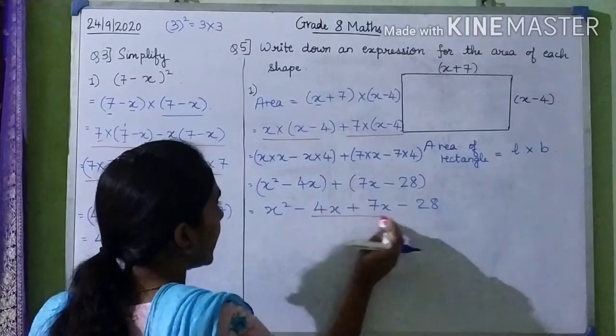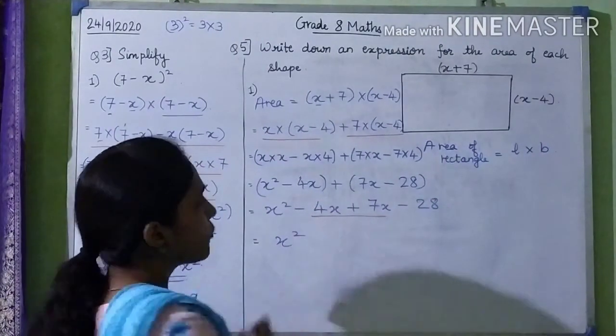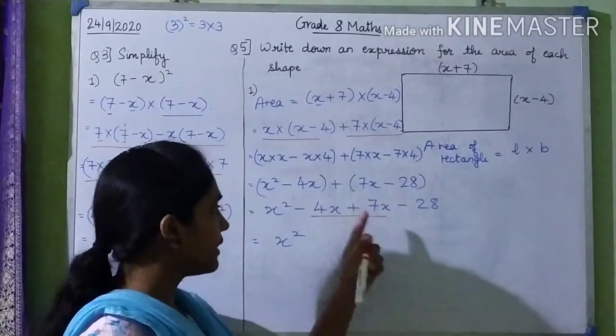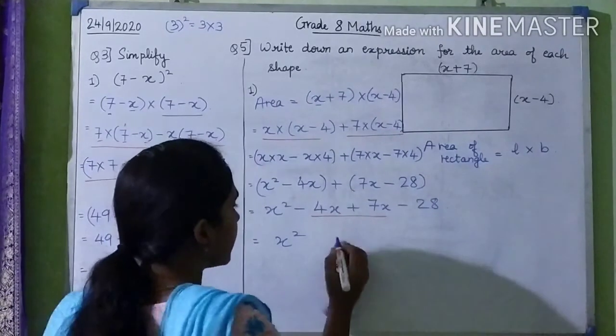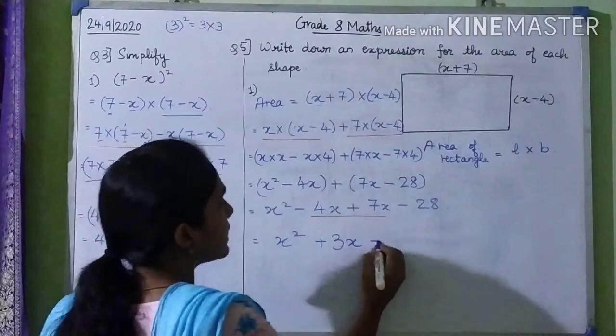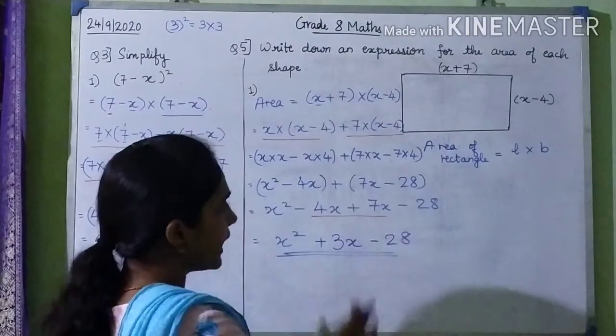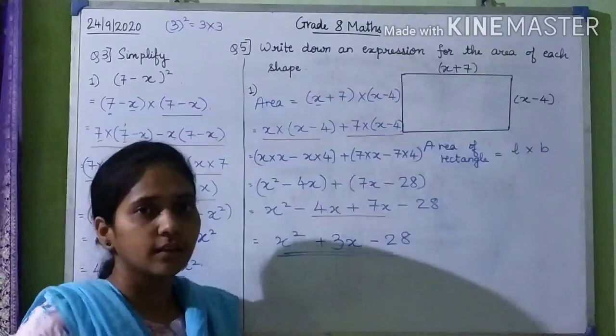Now these are again like terms, so we solve them. X square minus 4 plus 7 means we need to subtract. 7 minus 4 is 3. Greater number is 7, having a plus sign. So the answer will be plus 3x minus 28. So this is the area of this given rectangle.